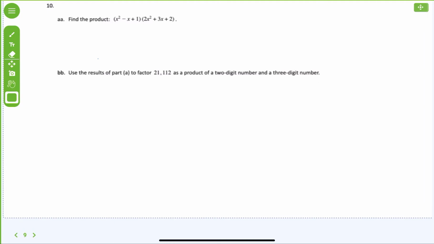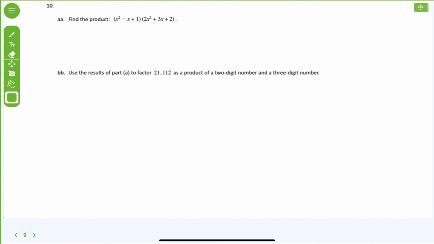Number 10, double A. All right, this is where you have to be really, really meticulous, very precise, very exact. Okay, find the product. These are two trinomials multiplied together. We have to multiply each term of the first polynomial or the first factor by the second polynomial. Okay? So, be very, very careful.